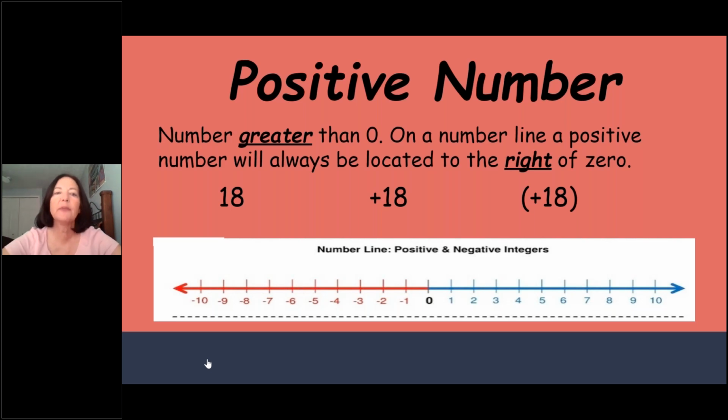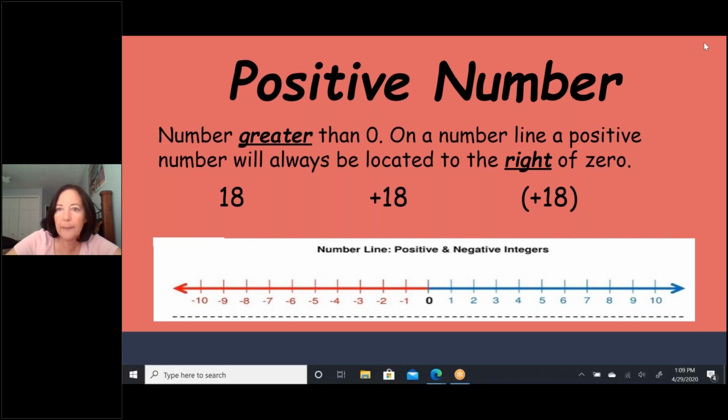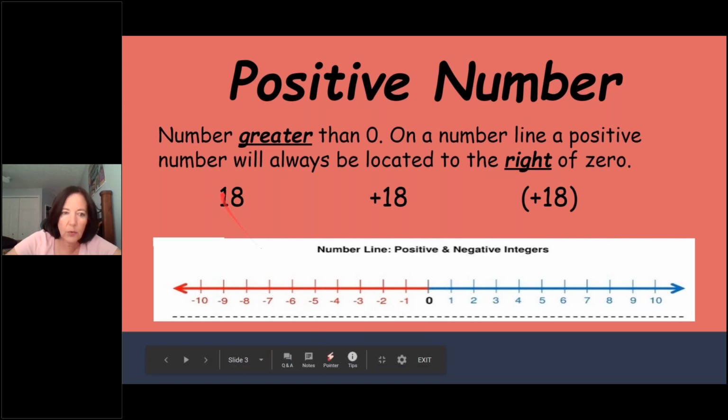I want to review some vocabulary before we get started. The first one is positive numbers. When I say a positive number, it means any number that's greater than 0. It's a number on a number line that will always be to the right of 0. So all the numbers over here in blue are positive numbers. You're going to see those written in many different ways. This 18 is written the way that we typically would see the number 18 written. Sometimes when someone's making a point that it's a positive and not a negative, you'll see it written with the positive sign. Many times I will do that throughout this lesson.